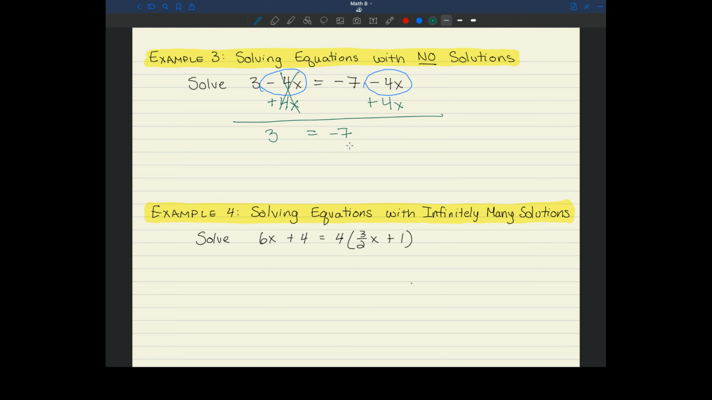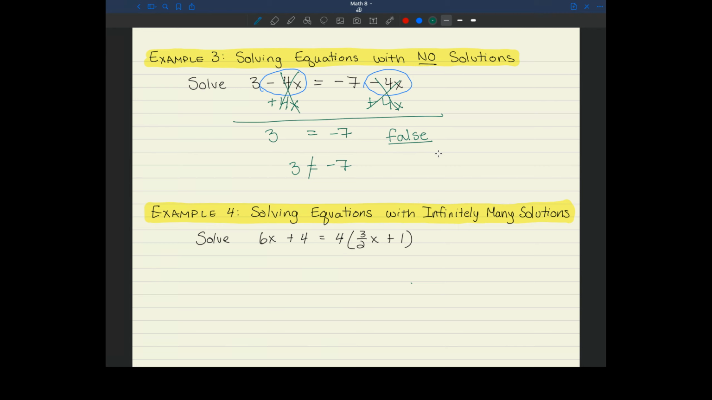And then I have negative 4x plus 4x. That cancels as well. So what I'm left with is an equation that says 3 equals negative 7. And that is not true. 3 does not equal negative 7. This is a false statement.